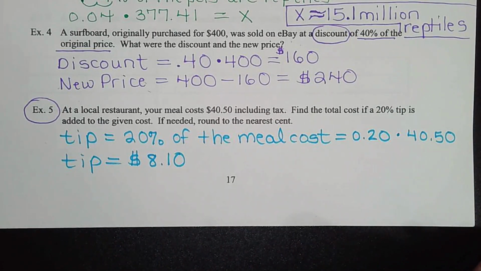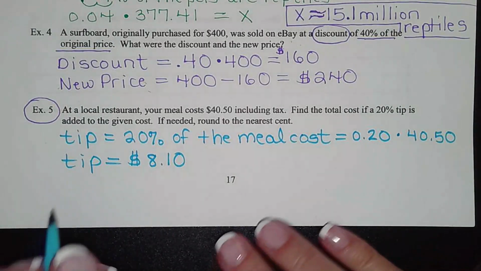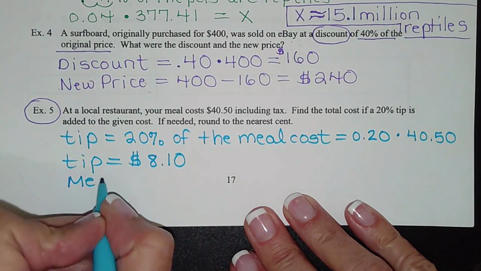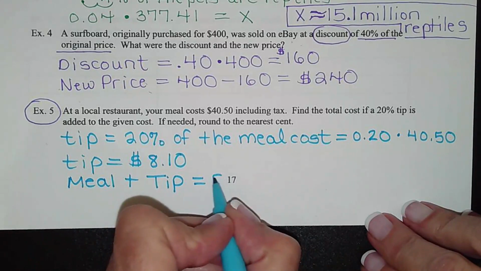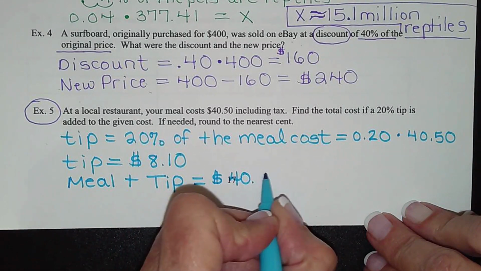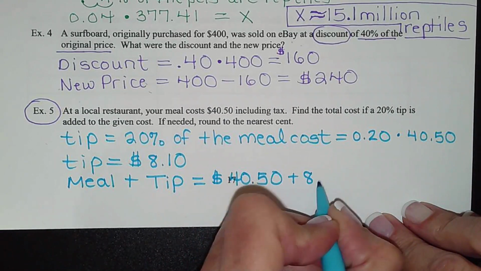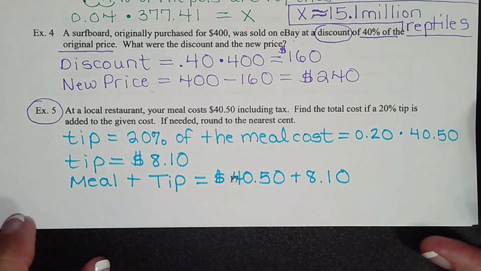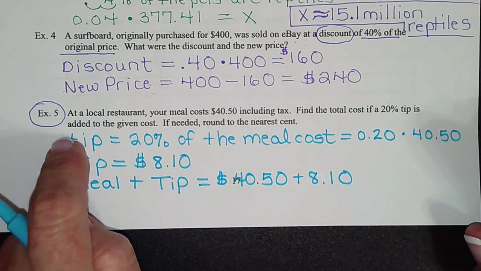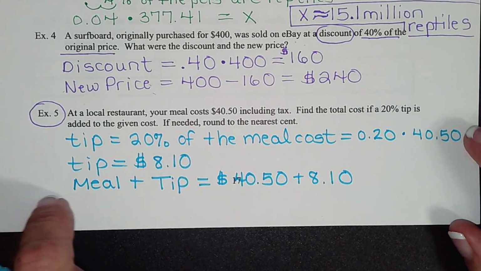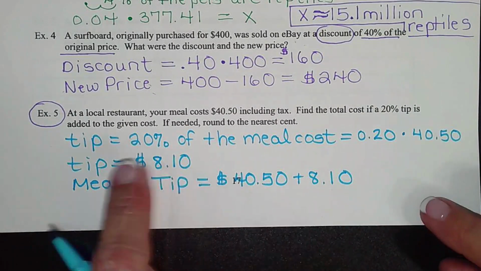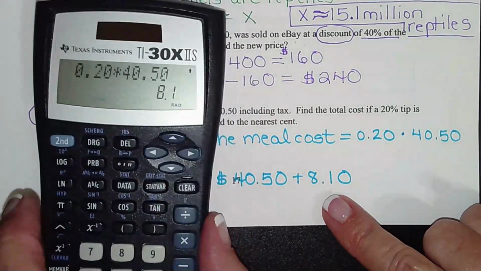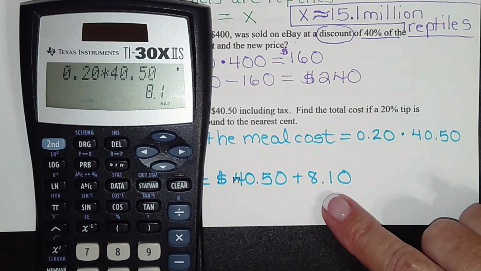Okay. And then it says, find the total cost if a 20% tip is added. So the total cost is going to be the meal plus the tip. So that will be $40.50 plus $8.10. And usually on these types of problems, there will be two parts. Part A, or part 1, find the tip. Part 2, find the total cost of the meal. So usually they do it in parts, so that will be one of your answers. So you do need to make sure and put that 0 in.